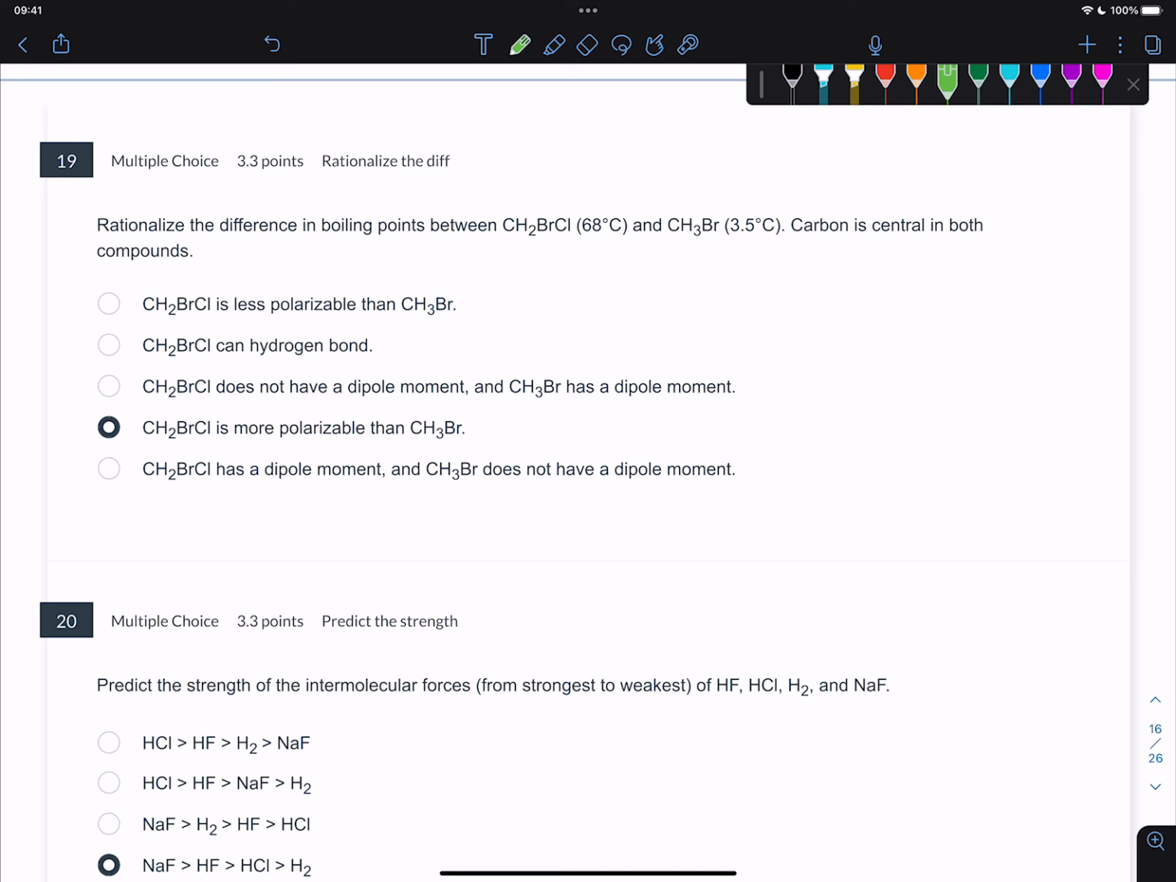19. Rationalize the difference in boiling points between CH2BrCl and CH3Br. So this has a much higher boiling point.